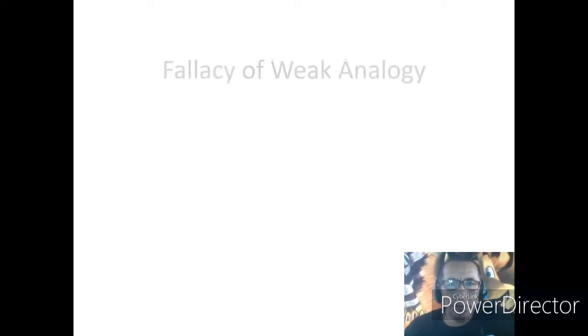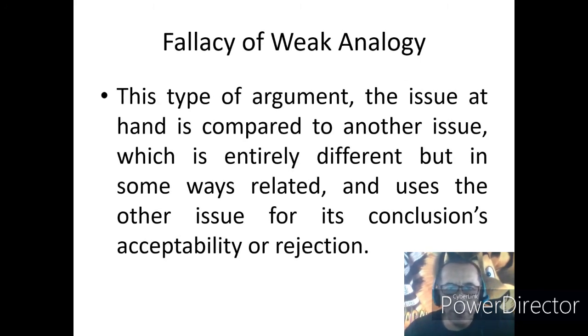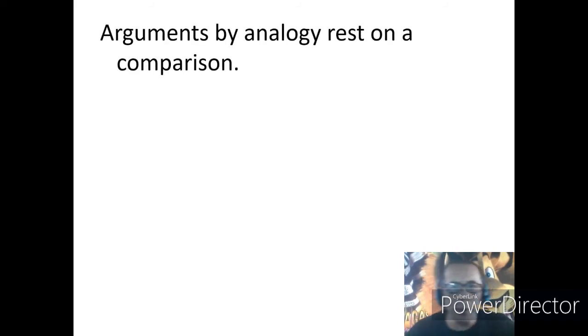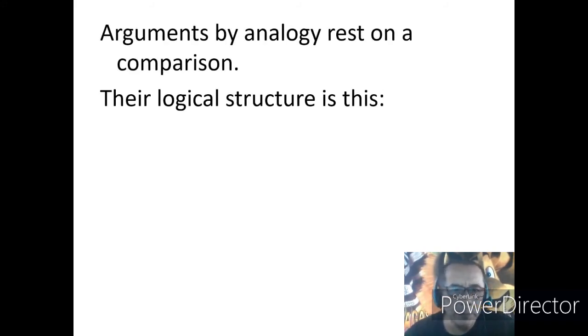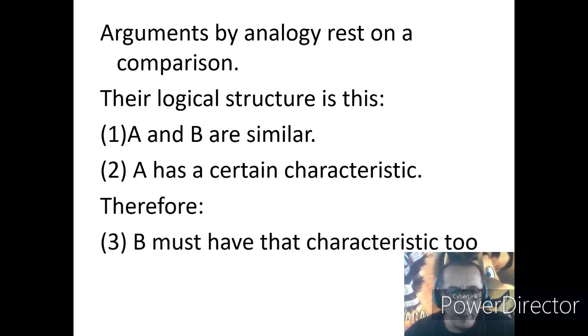Next is the fallacy of weak analogy. In this type of argument, the issue at hand is compared to another issue, which is entirely different but in some ways related, and uses the other issue for its conclusion's acceptability or rejection. Because of that, arguments by analogy rest on a comparison. Their logical structure is this: A and B are similar. A has a certain characteristic. Therefore, B must have that characteristic too.